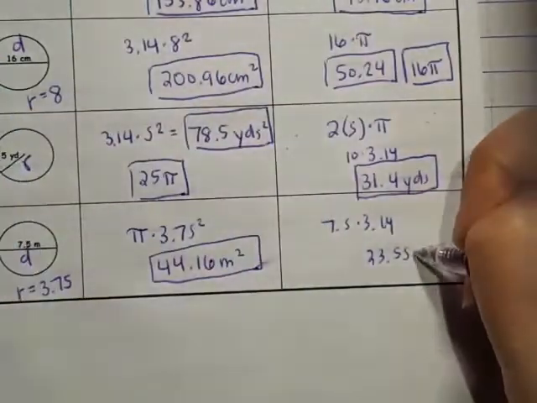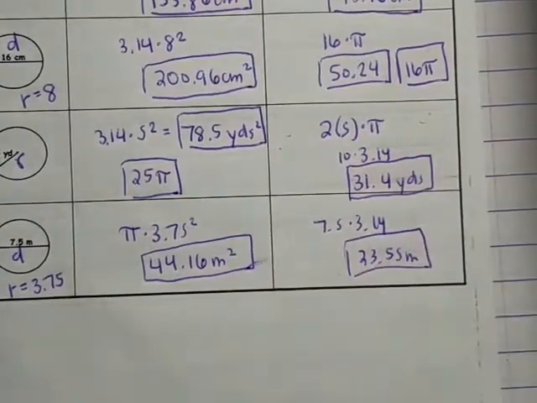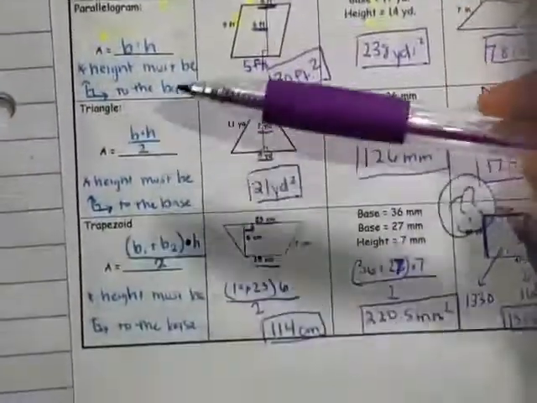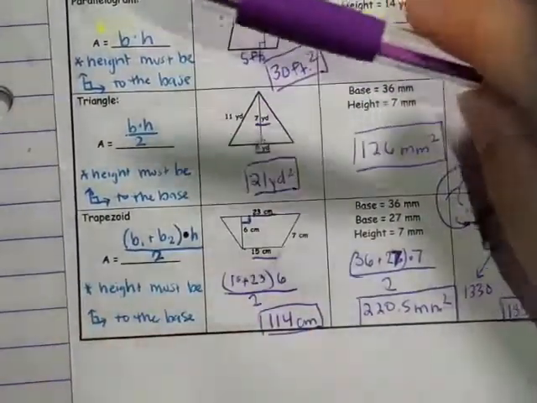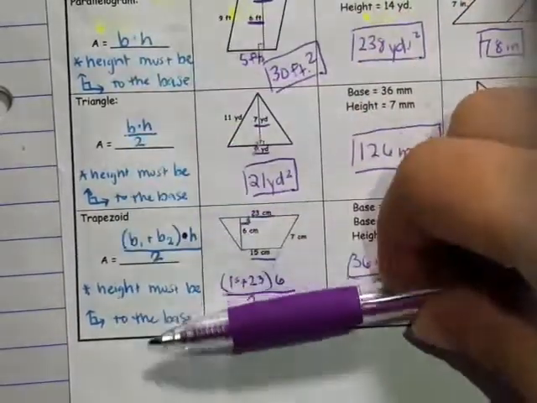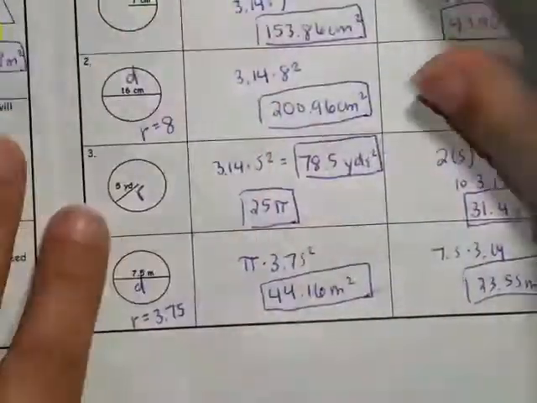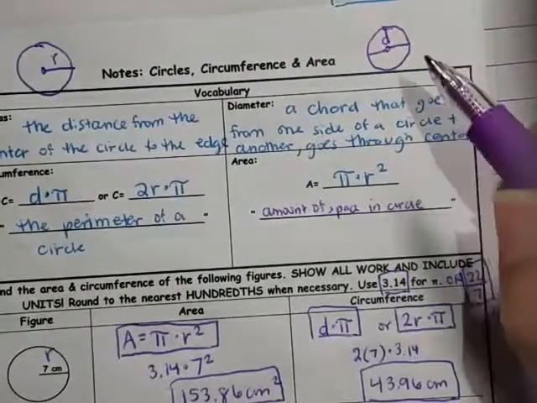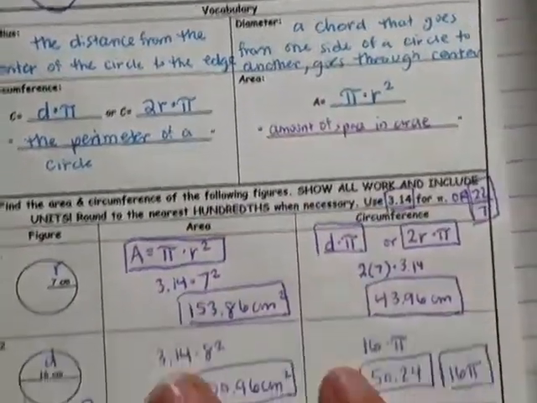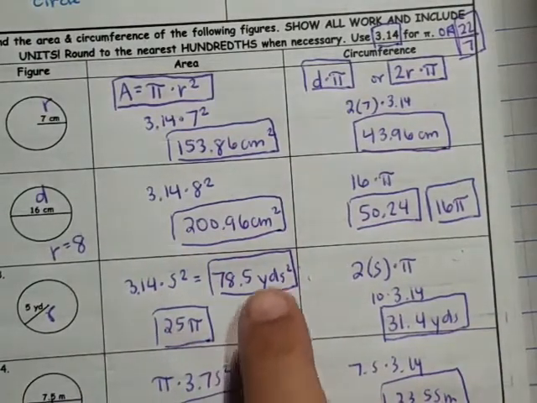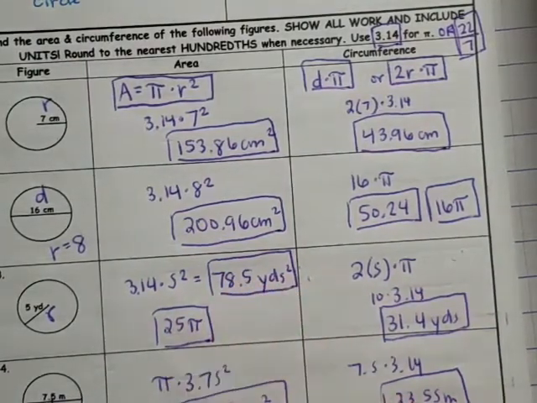Okay, so what we've practiced, just a recap, is we have done area of squares, rectangles, parallelograms, triangles, and trapezoids. We talked about how for parallelograms, triangles, and trapezoids, your base and height need to be perpendicular to each other so you know which numbers to use. Then you completed some on the inside, and then we talked about circles, circumference, and area, and we solved some problems with area and circumference. We also talked about how when they say to leave in terms of pi, you leave in terms of pi.